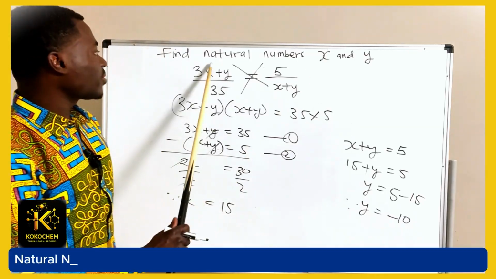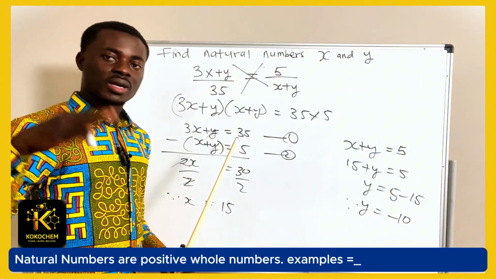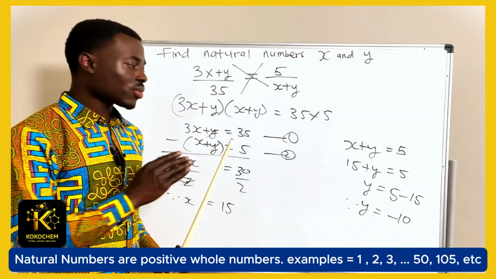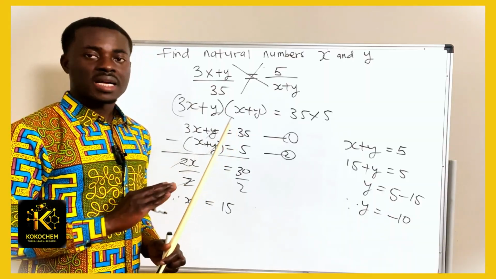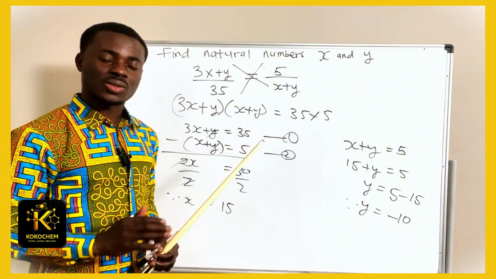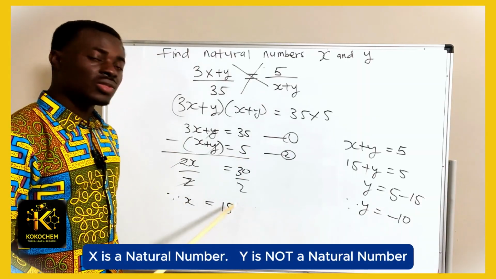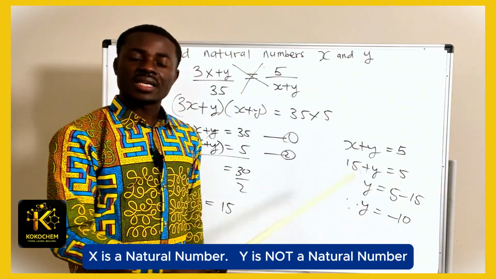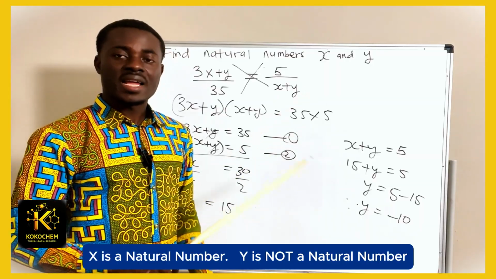But the question says find natural numbers. Natural numbers are 1, 2, 3, 4, 5 going up, positive whole numbers. The question does not allow negative numbers or zero or fractions as natural numbers. So x is equal to 15 is a valid answer, but y is equal to negative 10 is not a valid answer because negative 10 is not a natural number.